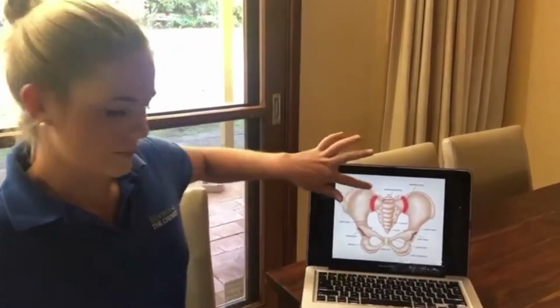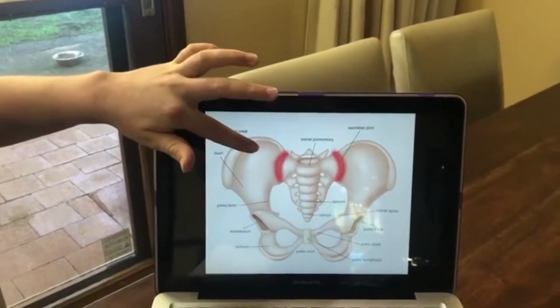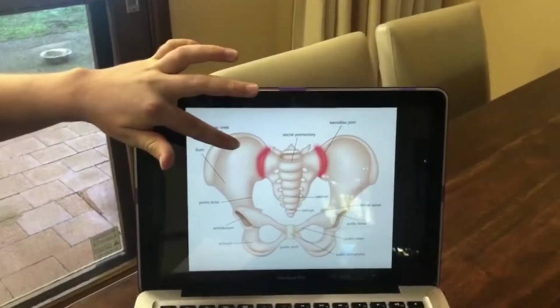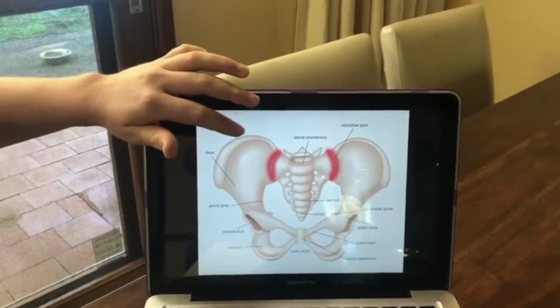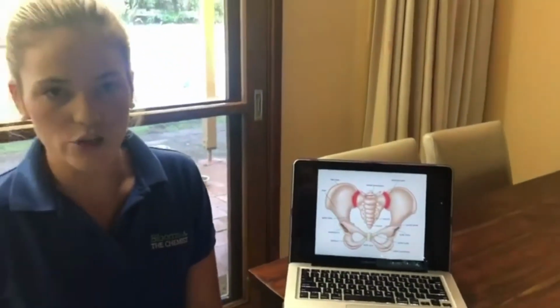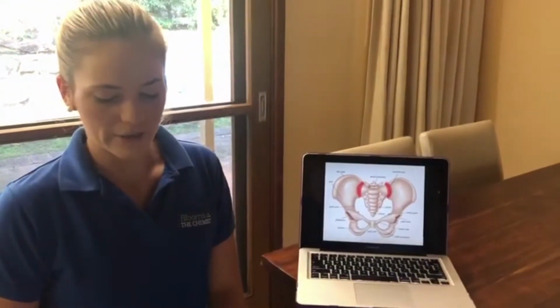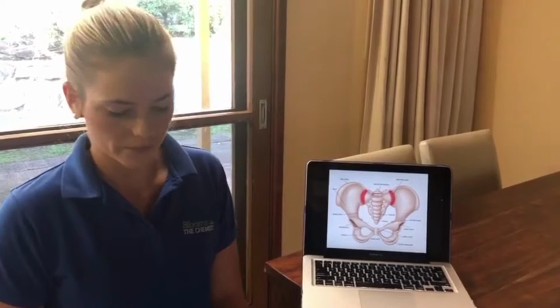The SI joint is between the sacrum and the iliac bones, which connects the spinal column to the hips. The SI joint is supported by strong ligaments such as the anterior and posterior sacroiliac ligaments. Typically, the SI joint has little motion, and the primary function of the SI joint is to absorb shock between the upper body and the pelvis and legs.